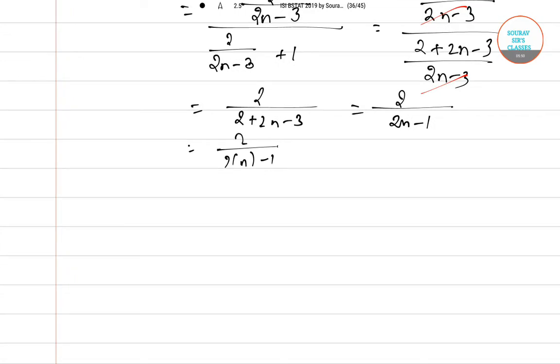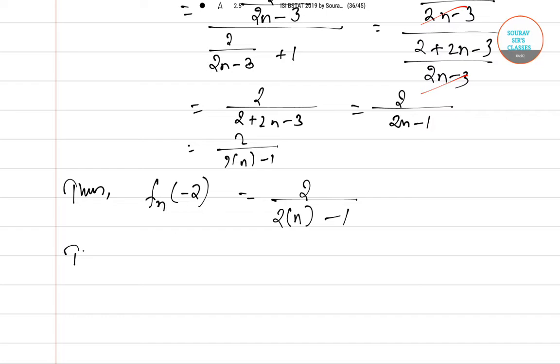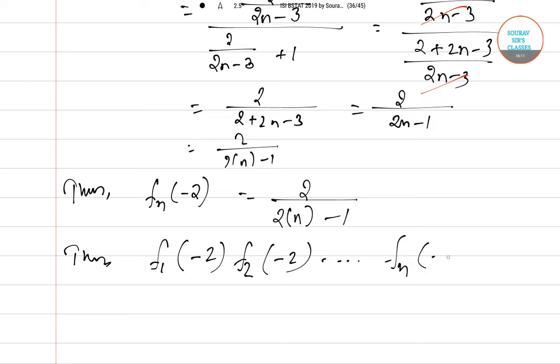Thus, fn minus 2 can be written as 2 divided by 2n minus 1. So what does it imply? Thus, we can say that f1 minus 2, f2 minus 2, in this way we continue up to fn minus 2, it will be equal to 2 into 2 by 3 into 2 by 5, these values we have got, into 2 by 2n minus 1.